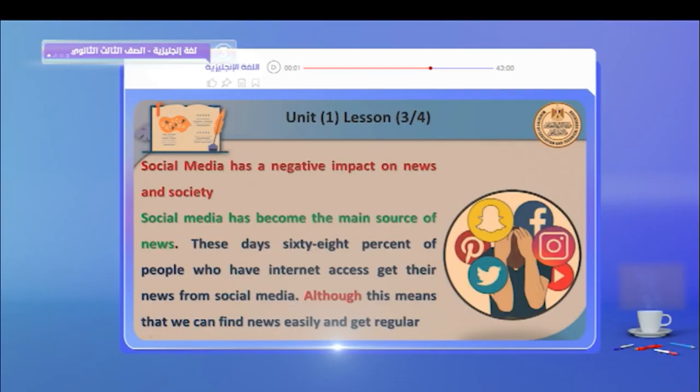Let's start quickly. Social media has a negative impact on news and society. Social media has become the main source of news. Okay, so this is the topic sentence. Social media has become the main source of news. This is the beginning of the introduction. These days, 68% of people who have internet access get their news from social media. عندي أهو الجملة دي بتقول two opinions. الناس بتعتمد على السوشيال ميديا بشكل كبير جدا الأيام دي. Although this means that we can find news easily and get regular updates on our phones.